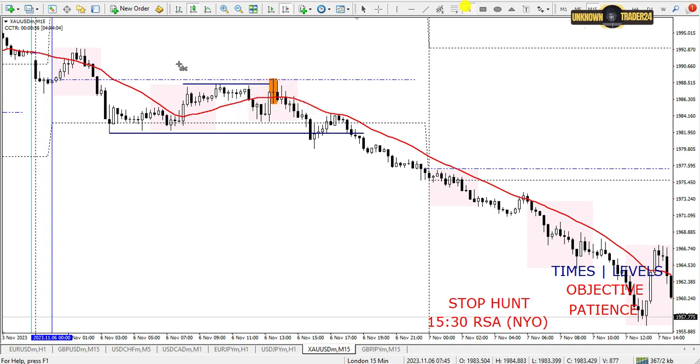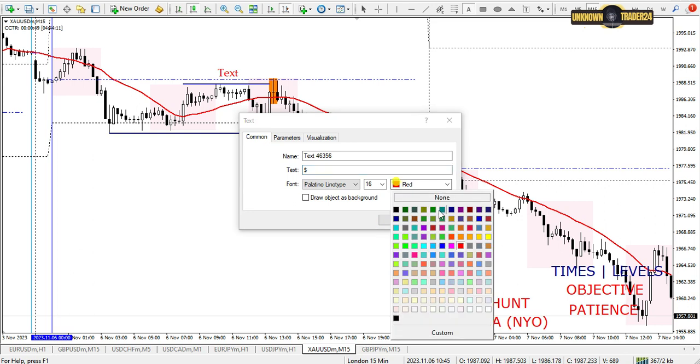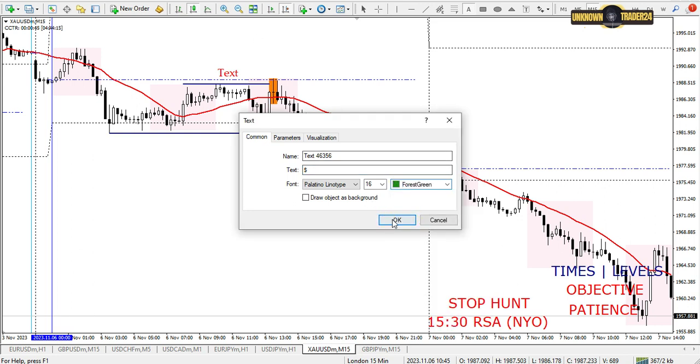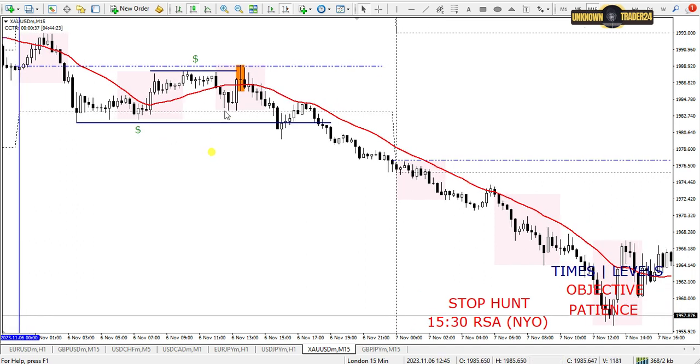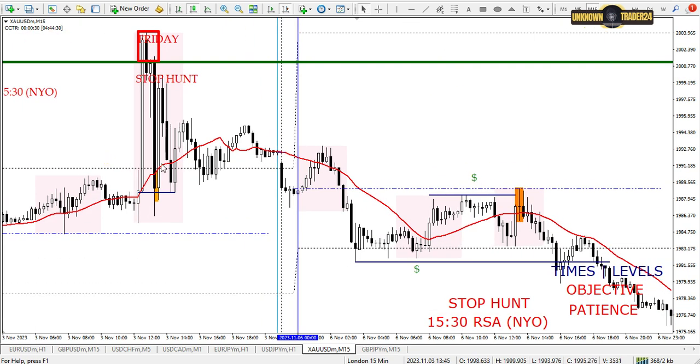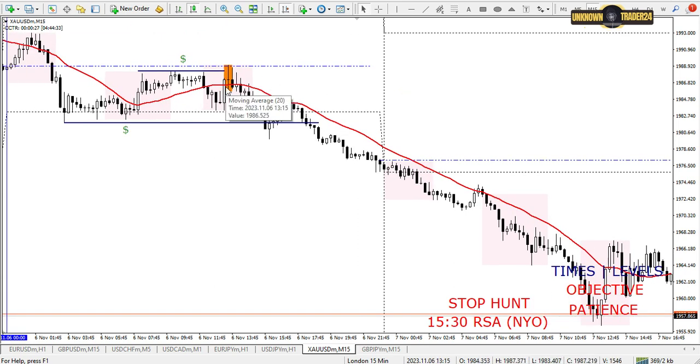As you can see, I use the dollar sign most of the time to identify my stops. That's what I do. So one thing you should know is that people who sold here have their stops here. People who bought beneath here during the London session have their stops here. So look at what they do. They threw a stop hunt back into the level.